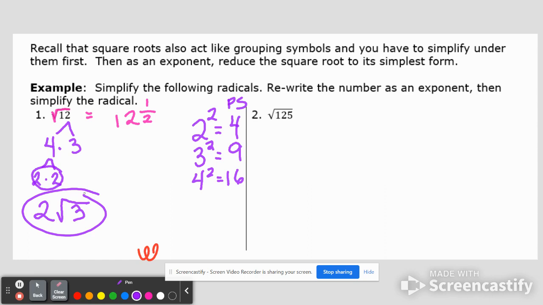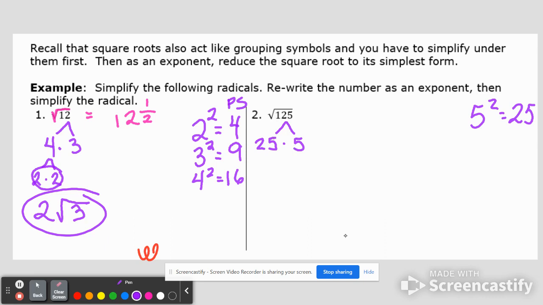All right, let's do the same thing with number 2. So here we have the square root of 125. So I'll keep going with my perfect squares. I already did 4 squared, so let's try 5 squared is 25. 25 does go evenly into 125. If I multiplied 25 times 5, then that gives me 125.